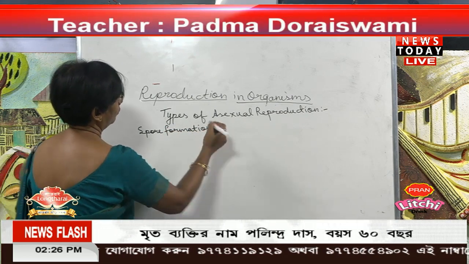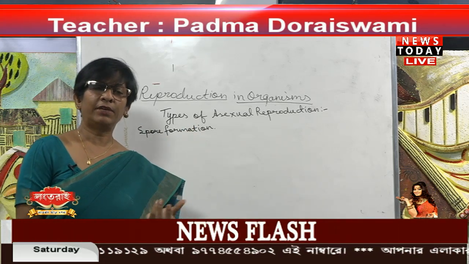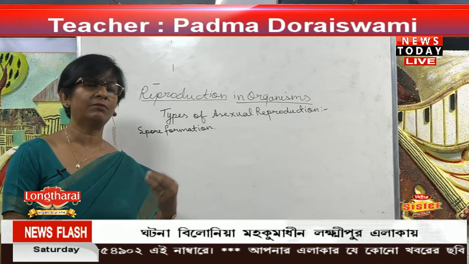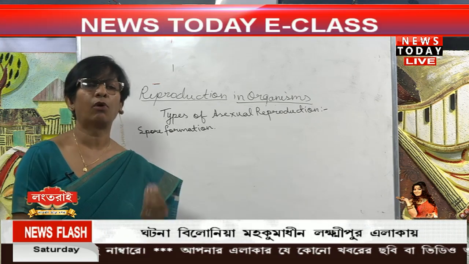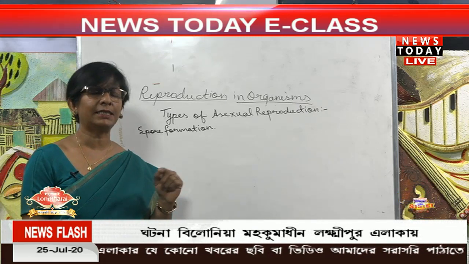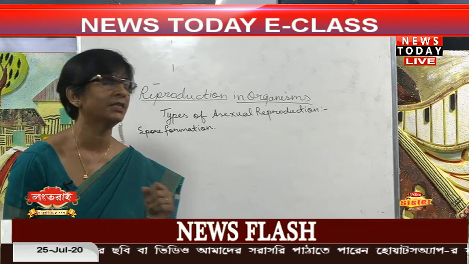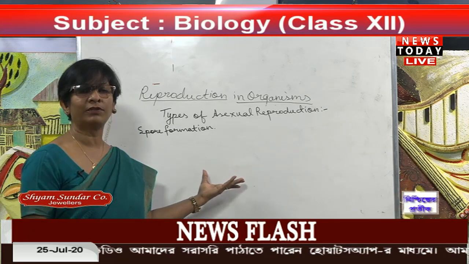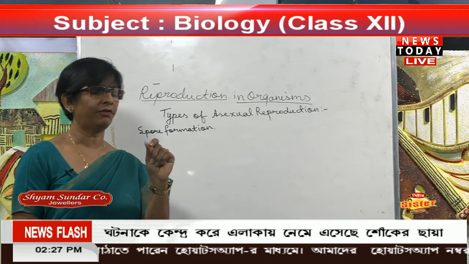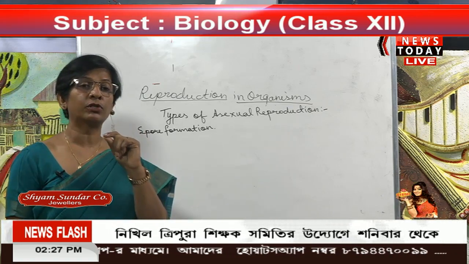Spore formation. Here is what you have seen, the bread. When we keep the bread, moisture also comes, and there is warm weather as well. At that time you find some rusty-type substance, grey or yellow in color, on the surface of the bread. If you touch that portion with your hand, you will find some powdery substance. These are the spores only.